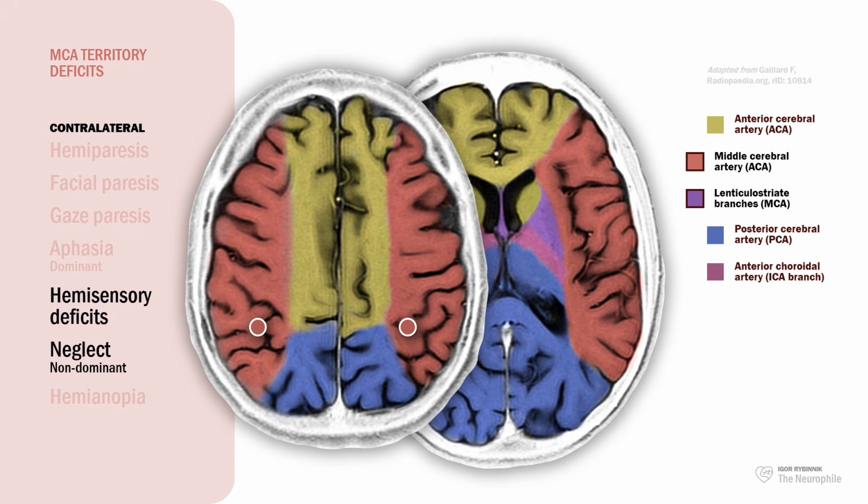Hemisensory deficits and neglect result from parietal injury. Specifically, neglect arises from the dysfunctional non-dominant parietal lobe. And finally, injury to the temporal and parietal optic radiations results in the contralateral homonymous hemianopia, field cut.